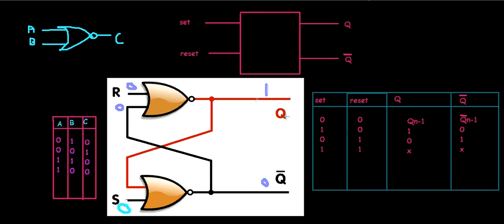Now this Q is 1 and Q bar is 0, so this 1 is also input to this NOR gate. So when any input is 1, the output has to be 0, right? So output is 0, yes, and this 0 will again go back. These both are 0, so output is, when both are 0, output is 1. So it's done. You have 1 stored in it.